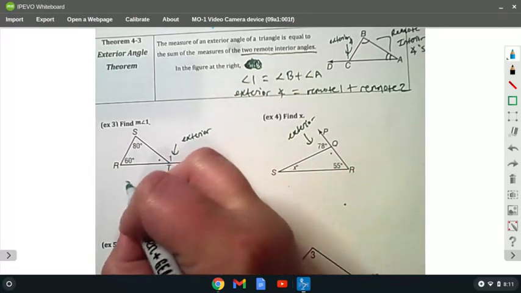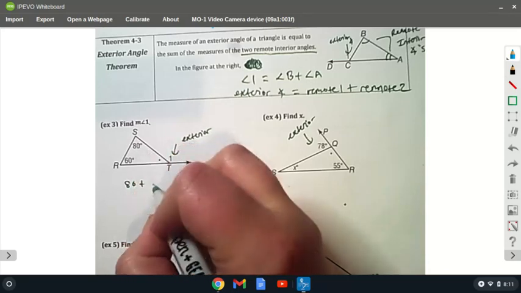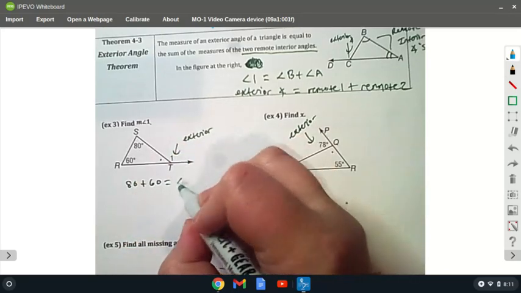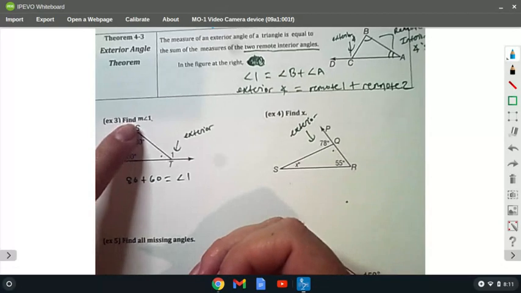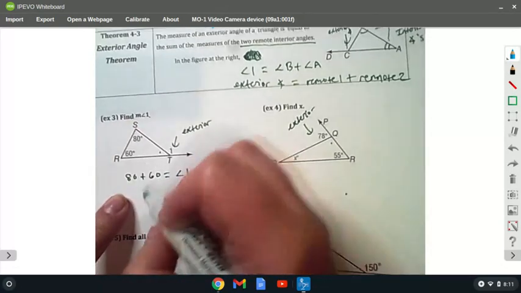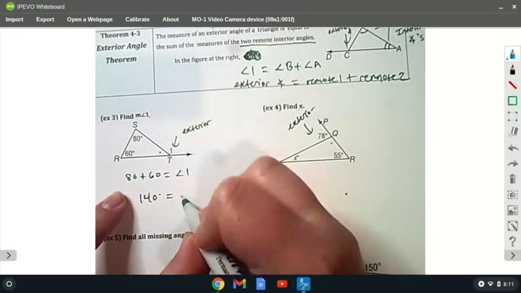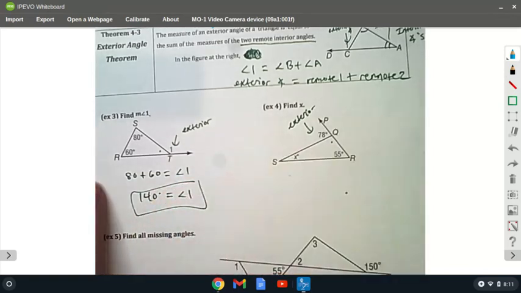So now I'm going to add the two remote angles, so 80 and 60, and those should equal that exterior angle 1, which is what I'm trying to find. So 80 and 60 gives me 140 degrees. That is angle 1.